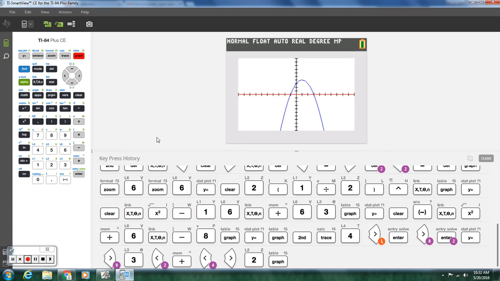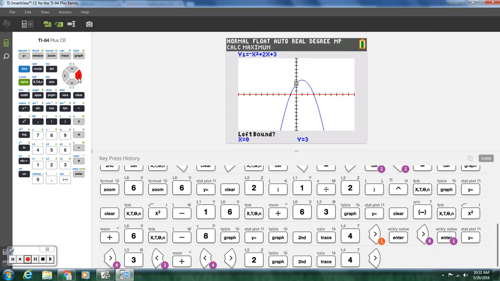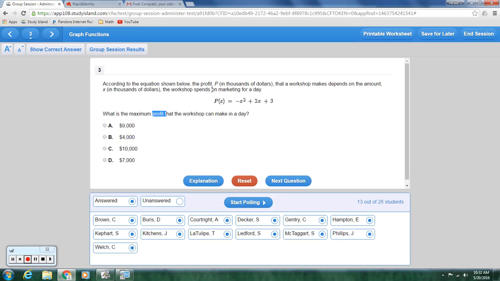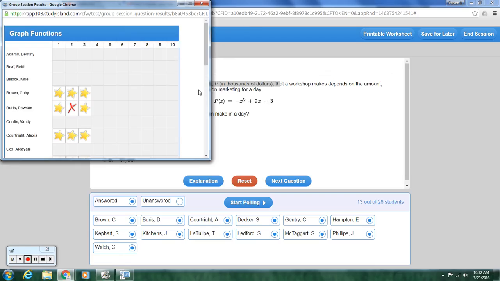Oh, well, here's what we did. Here's your max. So if you do second calc, max, you go left of it and hit enter. Go right and hit enter. And hit enter again. So are we looking at the 1 or the 4? The 4, because that's the y part, because they set up the profit piece here. So 4,000. Sorry.